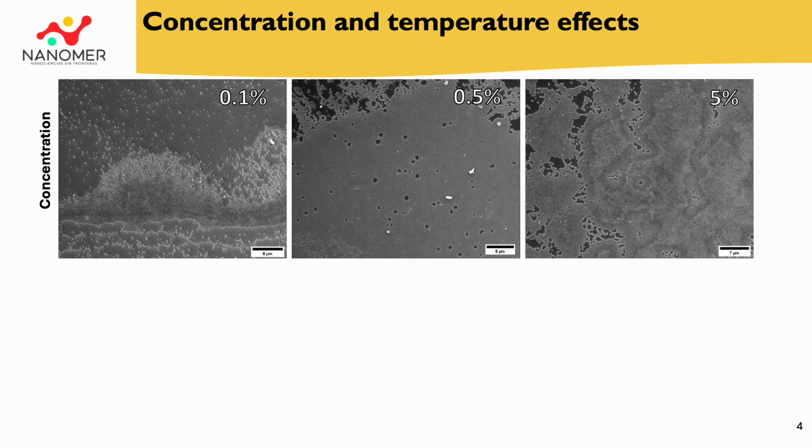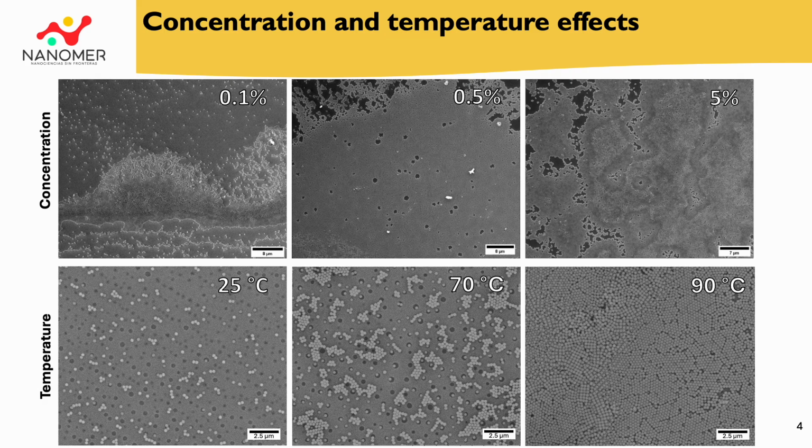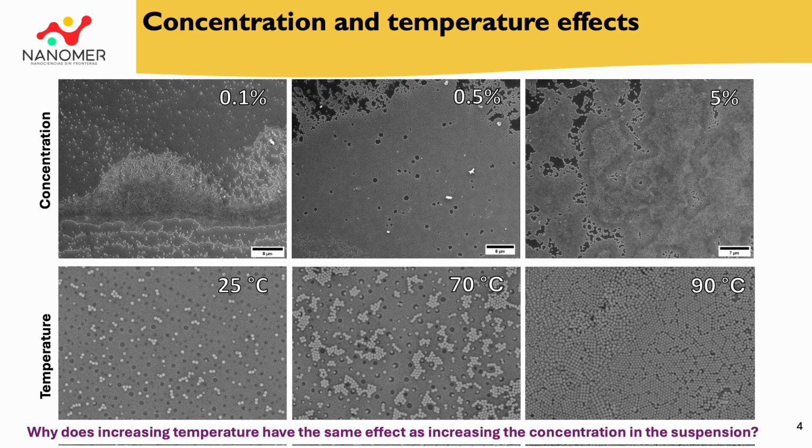So this is one way, but if we're working with particles that are expensive or precious or we can't make huge quantities, increasing the concentration isn't a good solution. That's why people will instead use temperature, which is exactly the same thing. We're concentrating our particles, but we're only concentrating them in the meniscus.